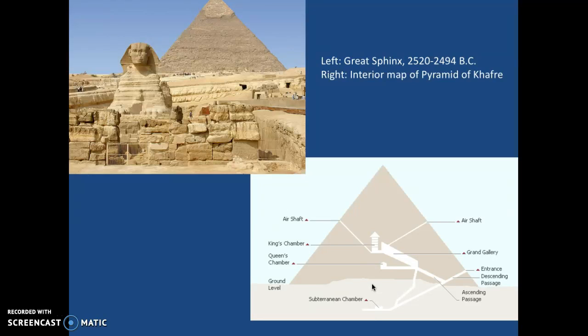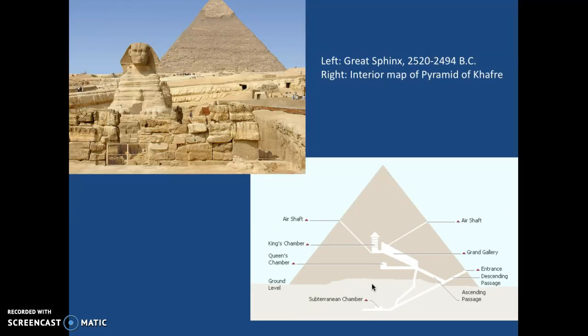Most of these have been raided as of today. They were sealed for a very long time, but over the millennia, they have been raided, and so a lot of the materials that used to be in these pyramids we see in museums today. The pyramids were also built almost exclusively by slave labor.